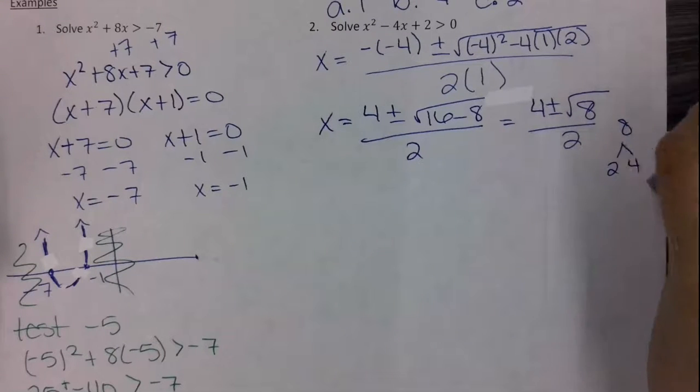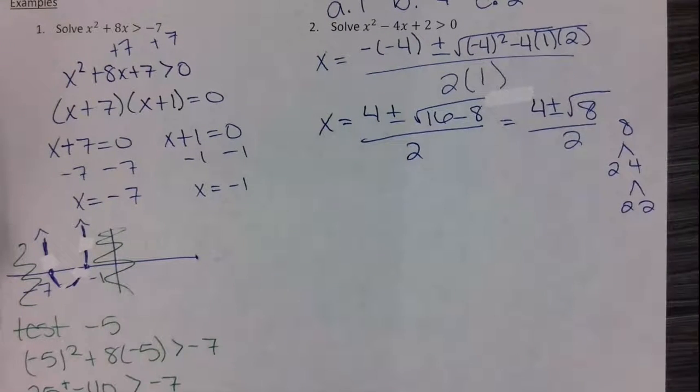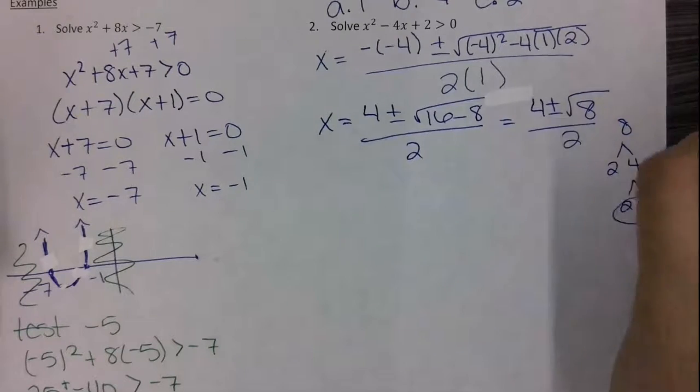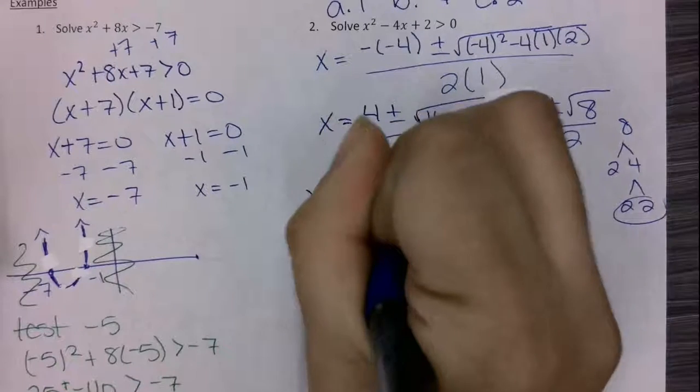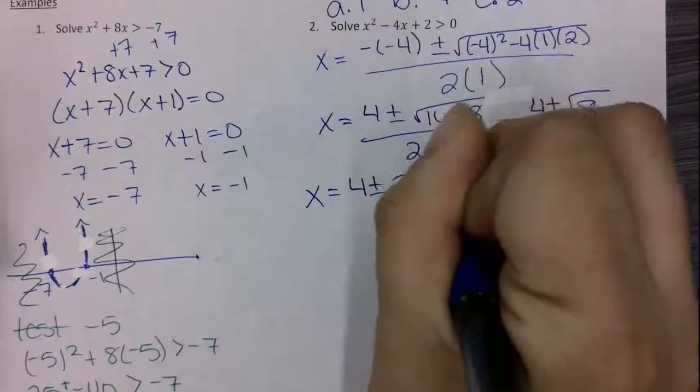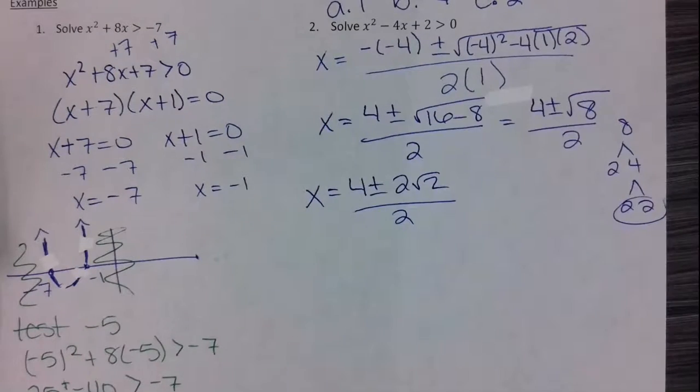Guys, quiet down. So I'm looking for my pairs. I have a pair of 2s. That's going to go outside. So I'm going to have 2 square root of 2.